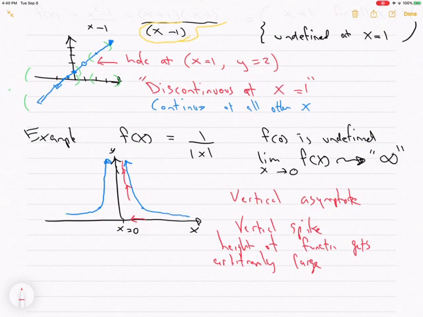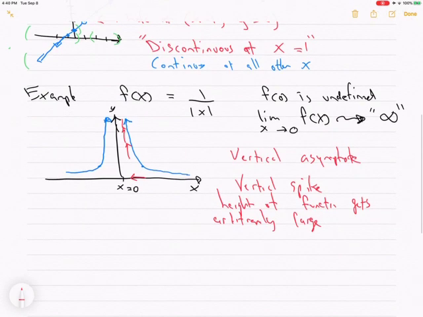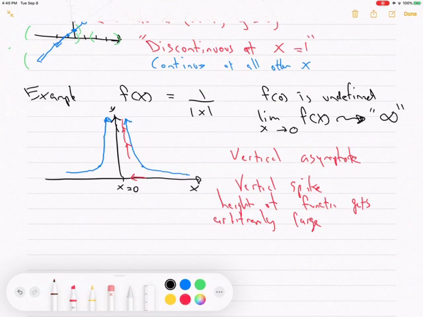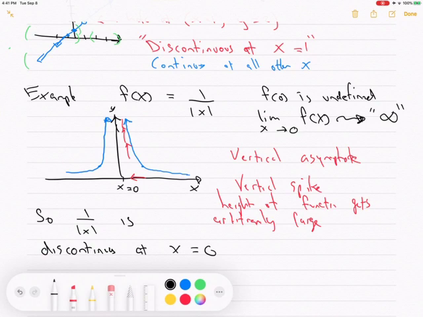And then the last type of situation that occurs, let me just finish this. So 1 over the absolute value of x is discontinuous at x equals 0, but everywhere else it's continuous. If you pick a region to the left, it's continuous. If you pick a region to the right, it's continuous. There's only one bad point. It's when x is equal to 0.